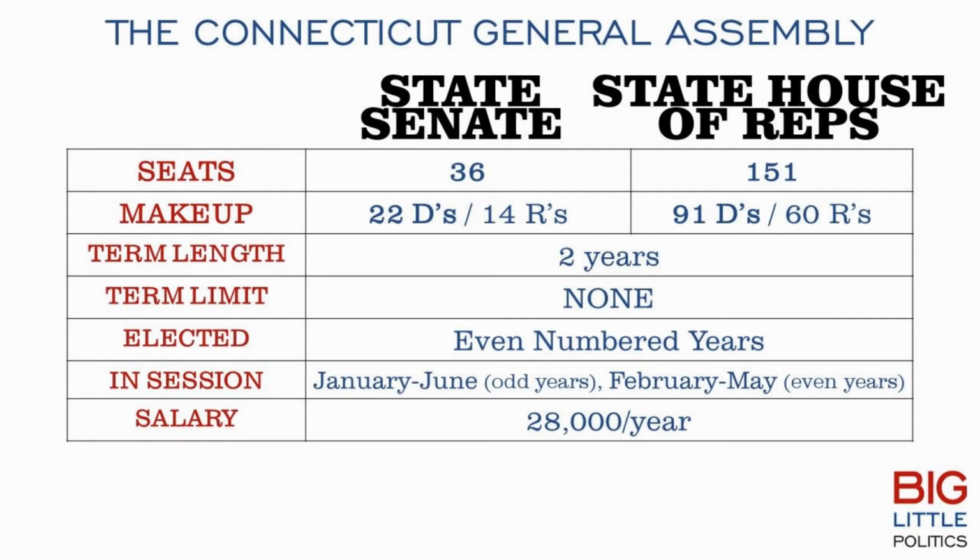And the salary is $28,000 a year for both the senators and the representatives, so it's one that's usually supplemented with another income. It's not really exclusively their job in most cases. They'll have some other job as well that they do in addition to being a state legislator.